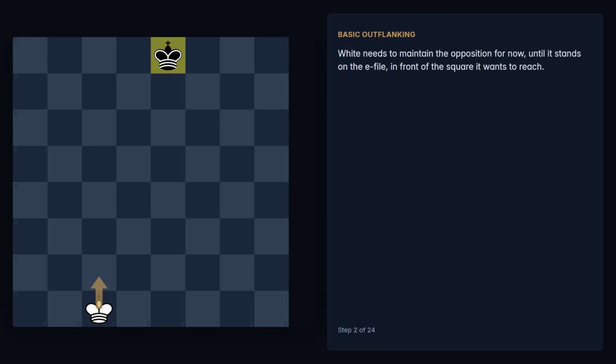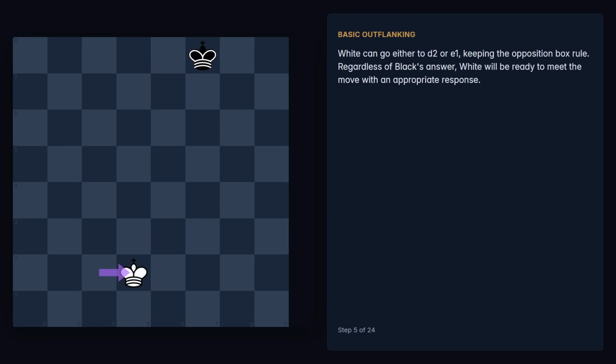White needs to maintain the opposition for now, until it stands on the e-file in front of the square it wants to reach. White moved to a light square, according to the opposition box rule. Let's say black moved sideways to a dark square, wanting to be as close as possible to the square it is guarding. White can go either to d2 or e1, keeping the opposition box rule. Regardless of black's answer, white will be ready to meet the move with an appropriate response.